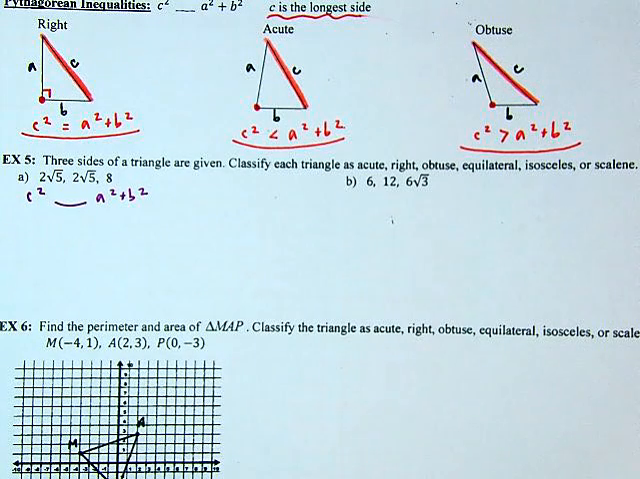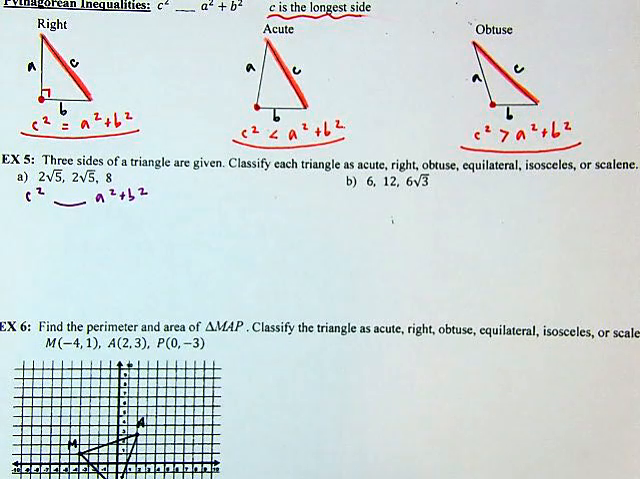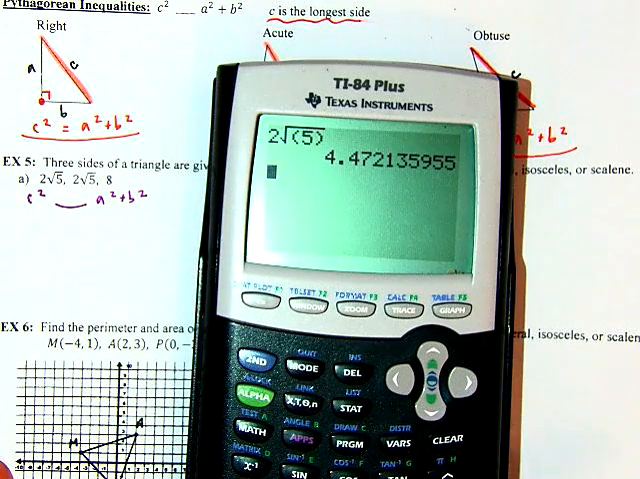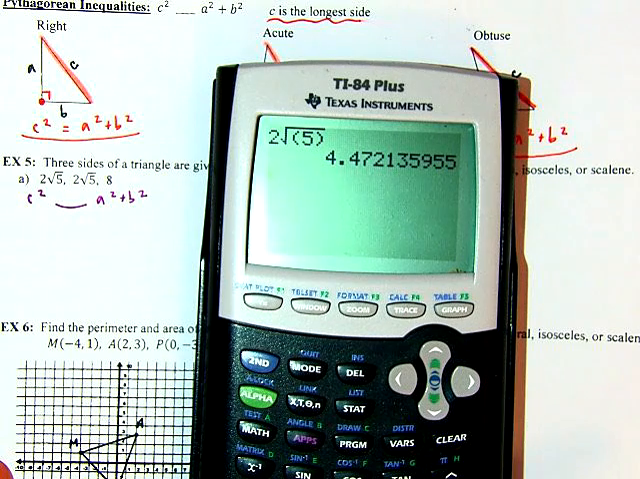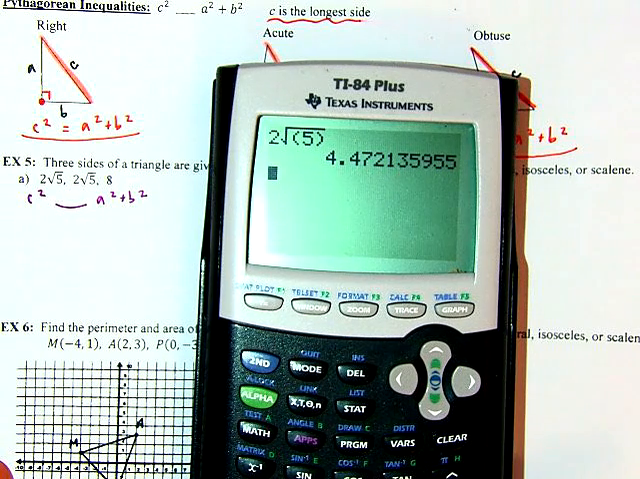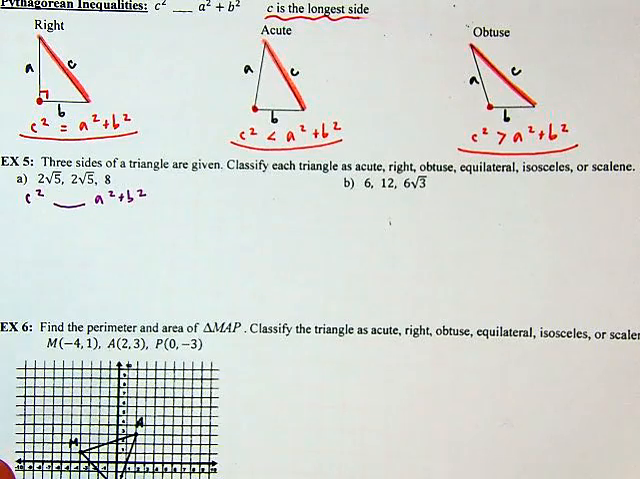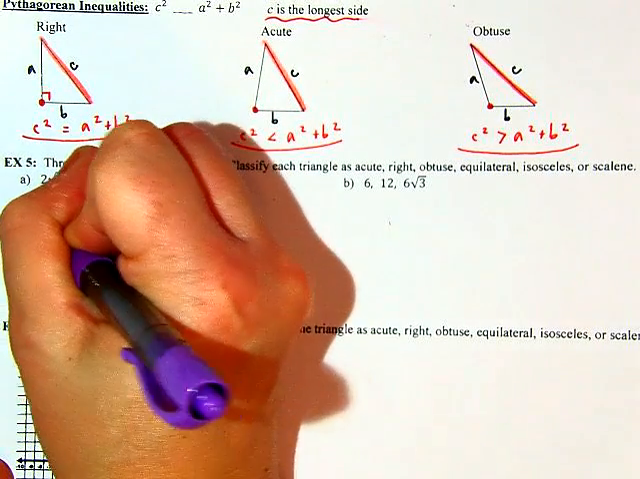So if I went ahead and I plugged in 2 root 5 into my calculator, I just want to know, is that a smaller side or is that a bigger side than 8? So 2 root 5 as an approximation is going to get me 4.5 almost. So it's smaller than 8. 8 is my biggest side. So 8 is my c. So I'm looking at 8 squared.